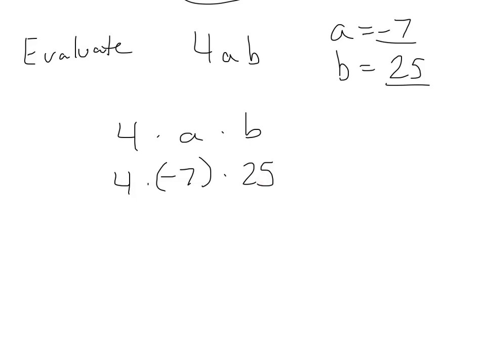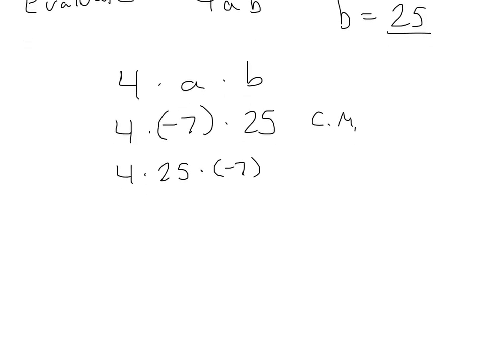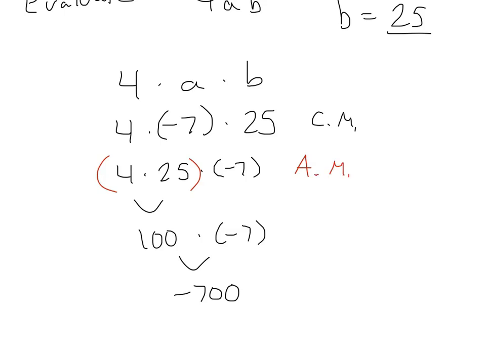And the commutative property of multiplication says that I can rearrange this into 4 times 25 times negative 7. And that helps me because now I can associate these two, which is 4 times 25, 100. And then tack on the times negative 7, and I know 100 times negative 7 is going to get me negative 700. So here you use the commutative property of multiplication to go from here to here. And then in the red, associating the 4 and the 25 was the associative property of multiplication.